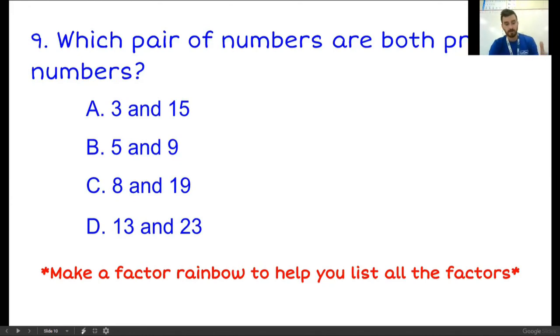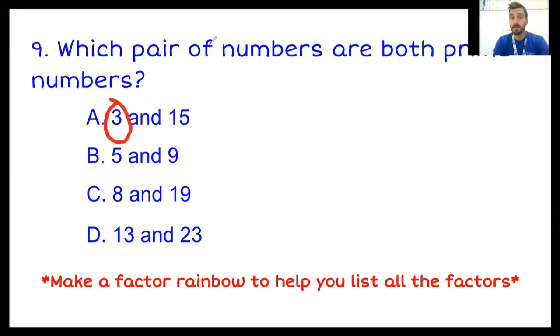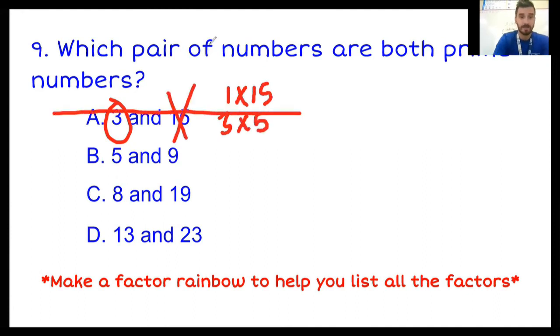All right, number 9 says, which pair of these numbers are both prime numbers? Again, meaning they only have 2 factors, 1 and the number itself. I've said this, I think, in like 4 videos in a row. Just because it's odd does not make it prime. List the factors. Now, I know 3 is prime. 15 is odd, but I might have to list some numbers out. I know I can do 1 times 15. I can also do 3 times 5, though. That is not prime. That's composite. It can't be A.